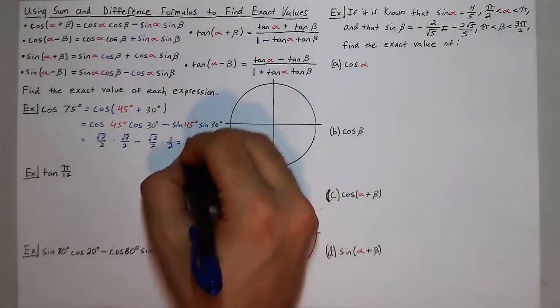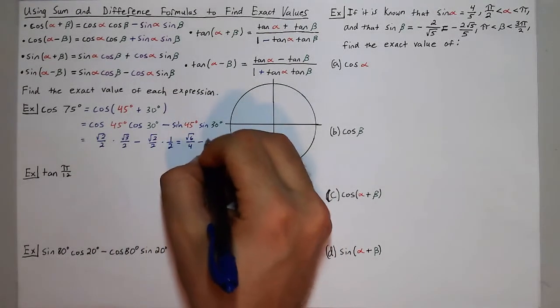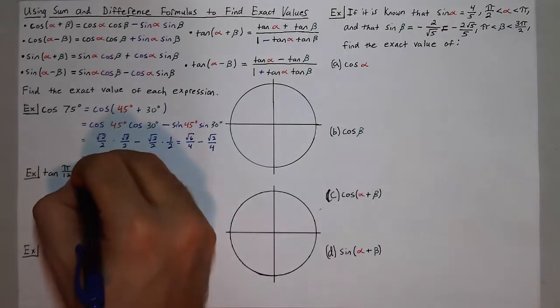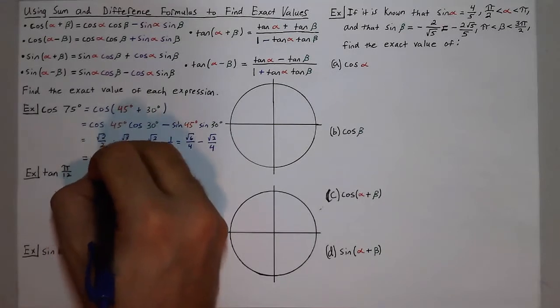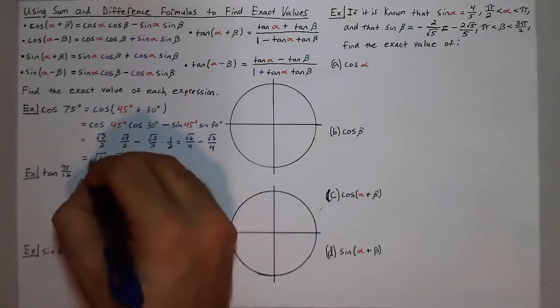So that gives me square root of 6 over 4 minus square root of 2 over 4, which I can put all over the same fraction, giving me square root of 6 minus the square root of 2, all over 4.